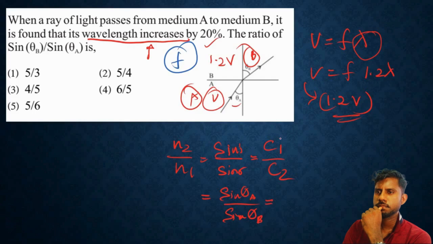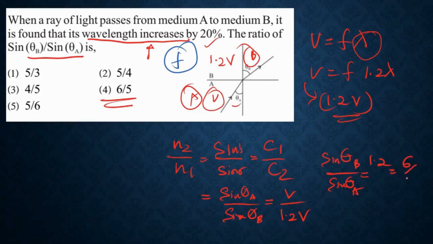So velocity of the first medium is V and velocity of the second medium is 1.2 V. Actually they are asking us to find theta B over theta A, so it's the other way around. So sine theta B over sine theta A equals 1.2. So we have the answer, it's 6.6 over 5. Easy answer, but you should know a couple of facts when doing a question like this. The frequency won't change, that is our assumption here.